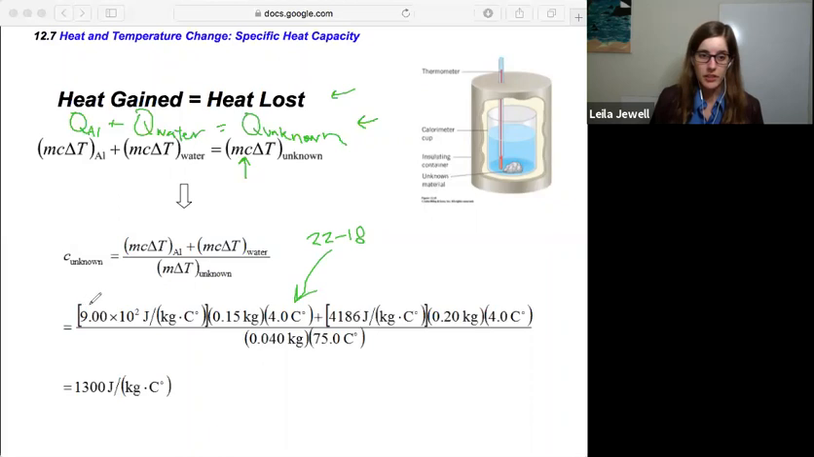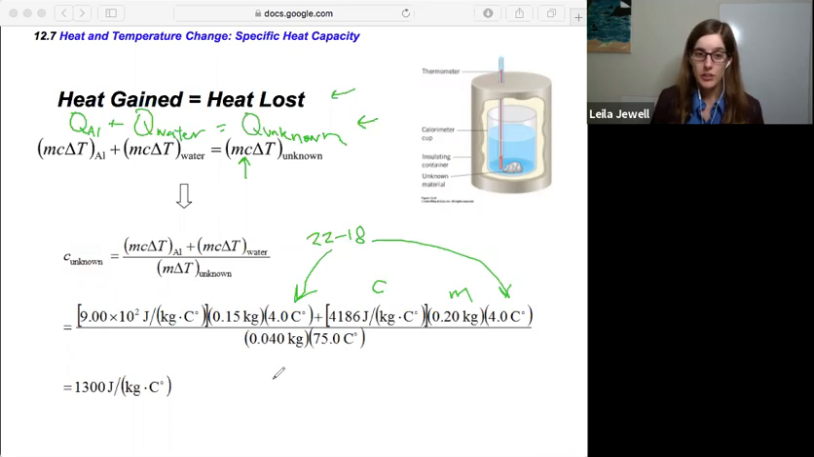And then in the front here, this 9.00 times 10 to the 2, that's the specific heat capacity of aluminum. We can look that up. That's where you get the 900. Similarly, for the water, we can look up the specific heat capacity, and it's 4,186 joules per kilogram per Celsius degree. So these are things that you just look up in the table. You don't have to have them memorized. We have the mass of the water here, and then we have the same change in temperature, 4 degrees Celsius.